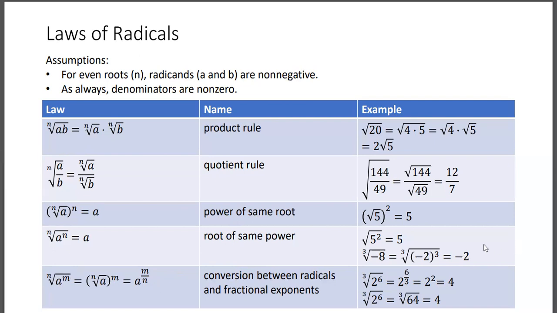Let's look at an example here. The cube root of 2 to the 6th power can be rewritten as 2 to the 6 over 3. That's 2 squared, or 4. An alternative way would be to take the 2 to the 6 and multiply it out, 2 times itself 6 times, and you have the cube root of 64.